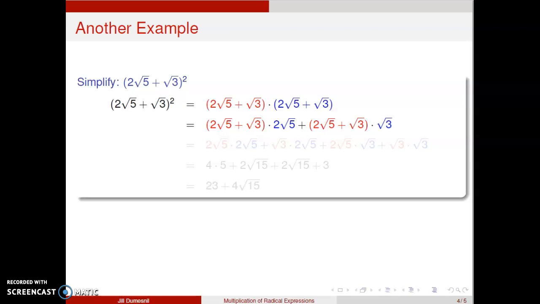If we distribute, we get 2 root 5 plus root 3 times 2 root 5, plus 2 root 5 plus root 3 times root 3. Since multiplication has priority over addition, we need to distribute again before adding. Next, we simplify each term using properties of radicals. And finally, we collect like terms to get 23 plus 4 square roots of 15.